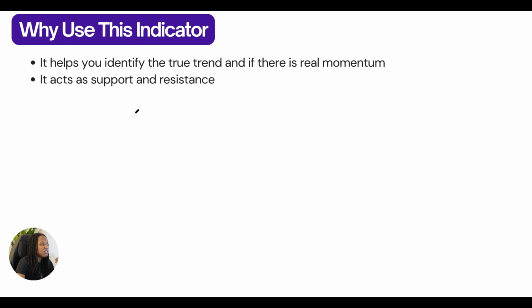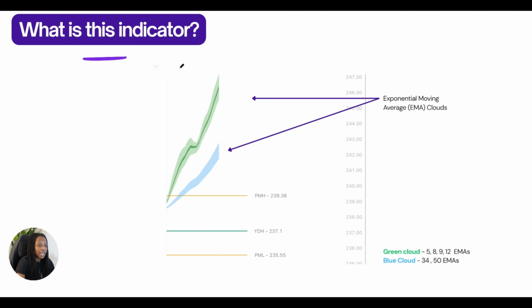So why do you even want to use this indicator? This indicator helps you identify the true trend and if there's real momentum. It also acts as support and resistance. Now, what is this indicator? You're probably asking. It's the exponential moving average clouds, EMA clouds.